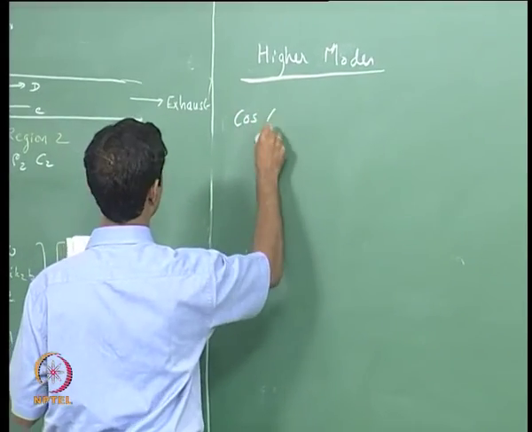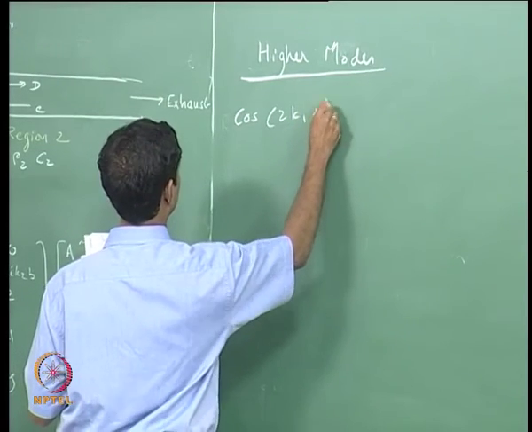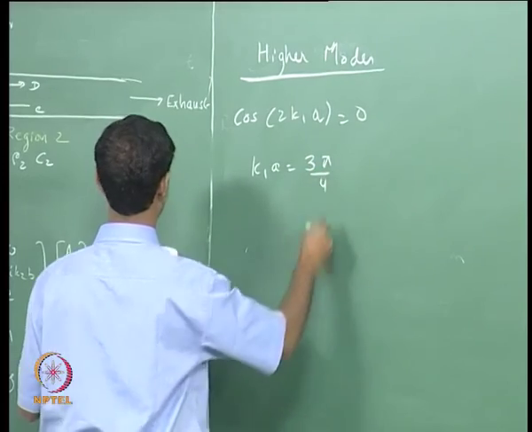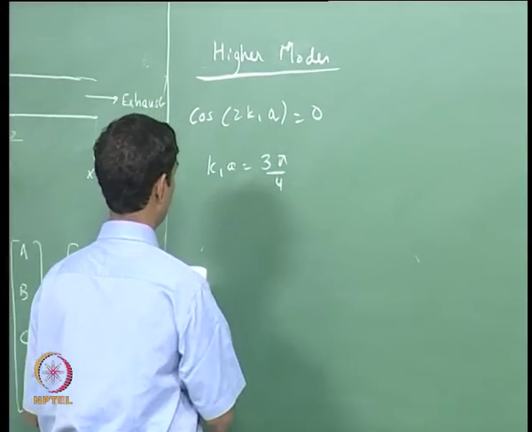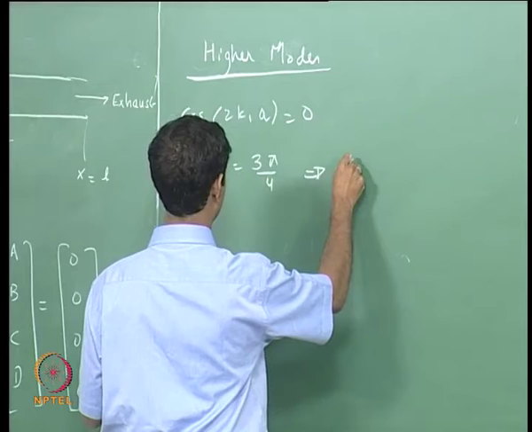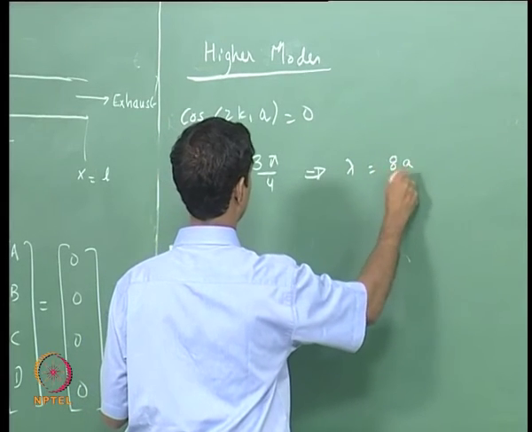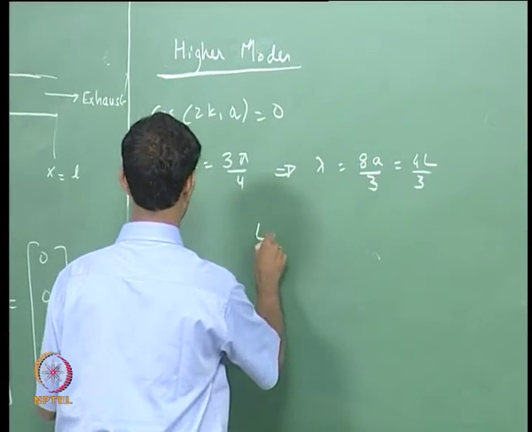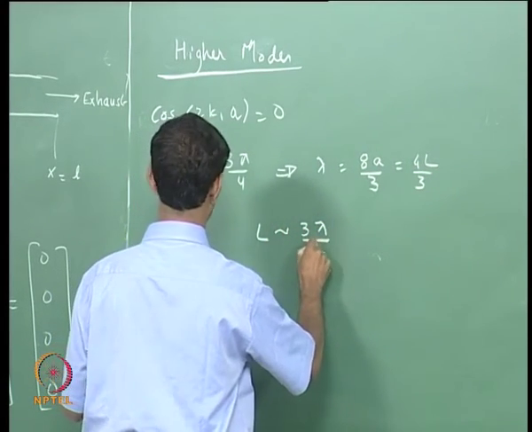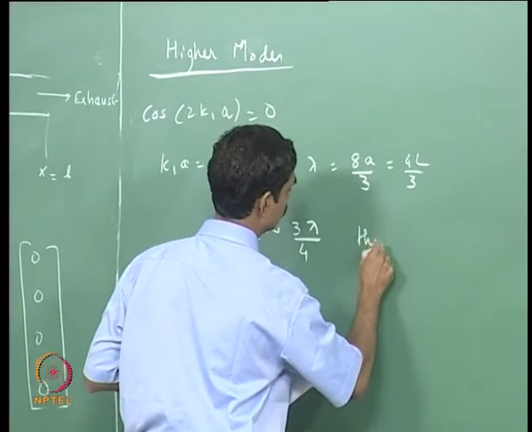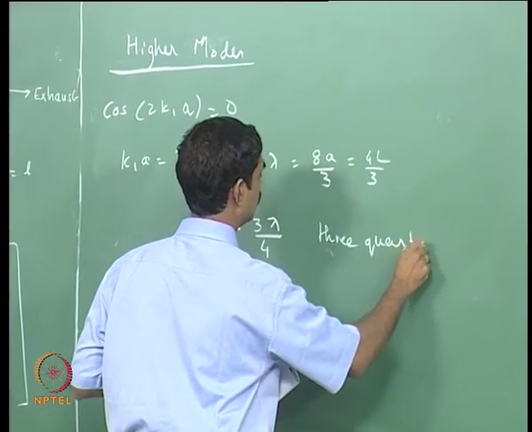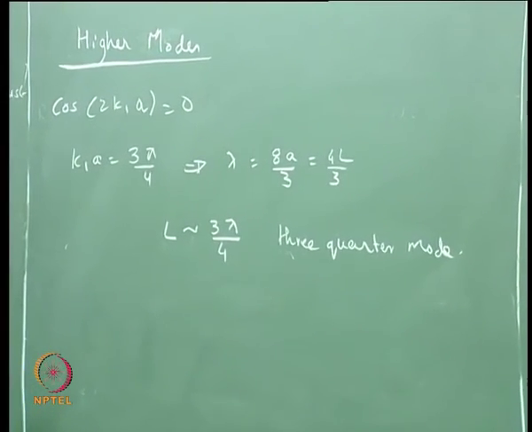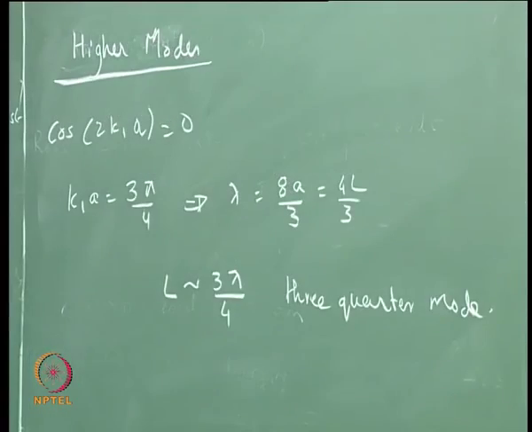If you look at the next mode, you will get 2 k1 a equal to 0, which gives k1 a equal to 3 pi over 4, and eventually lambda equal to 8a over 3, or 4L over 3, or L is like 3 lambda over 4. So this is the three-quarter mode. So the homework is to determine the stability of the three-quarter mode.